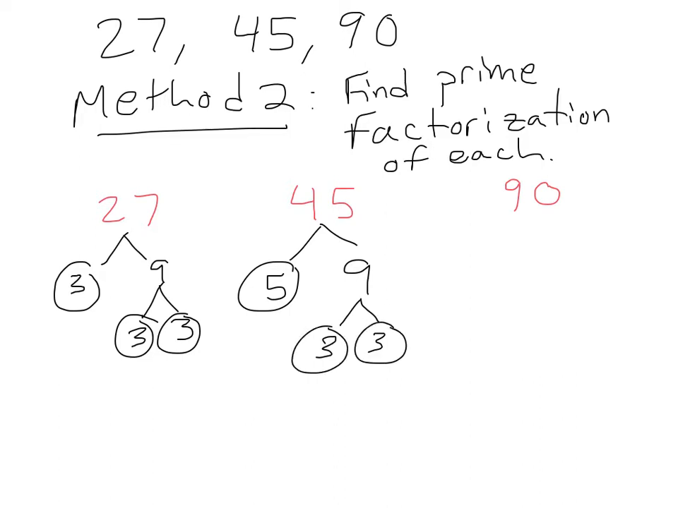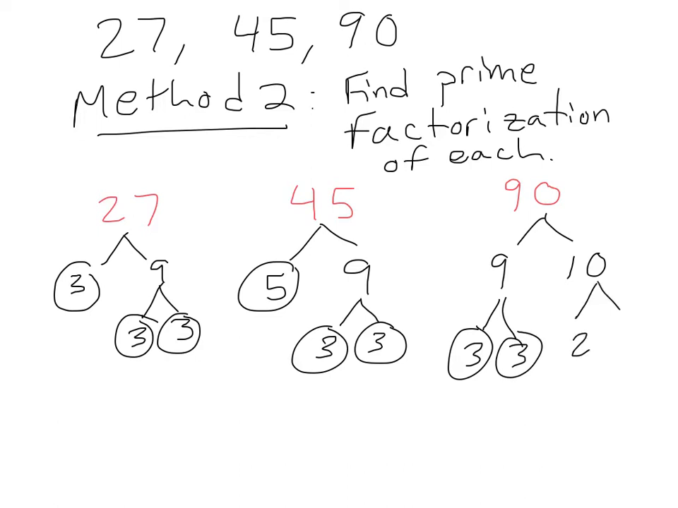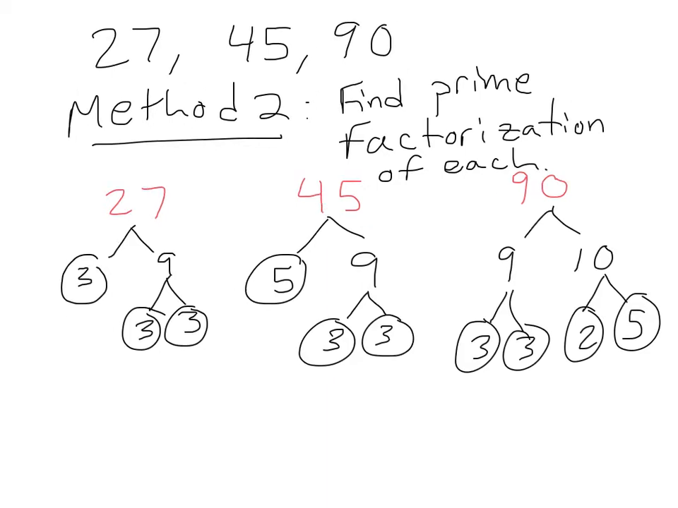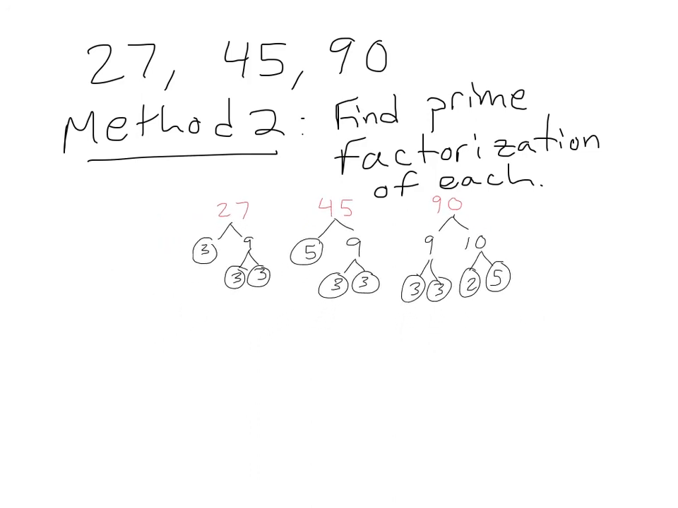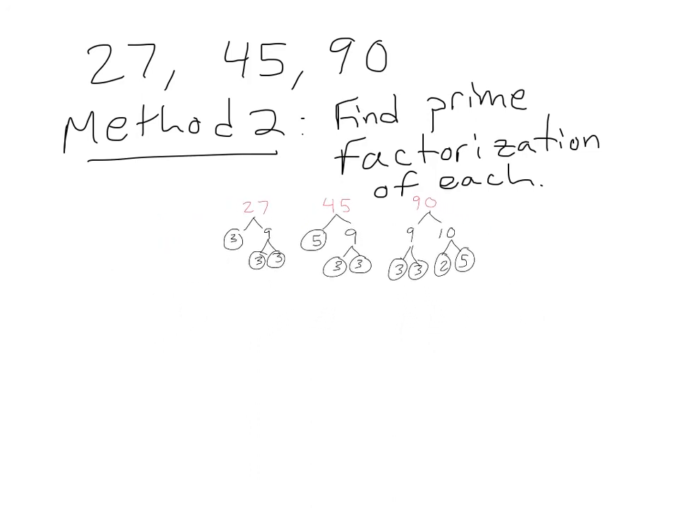Circle your primes. Here we go, we have 9 with 10 is the first thing I see. 9 again splits into 3 and 3. 10 splits into 2 and 5, and those are both prime. Now we would list the prime factorization. So let's shrink this little guy here, and let's list each as a product of its primes.